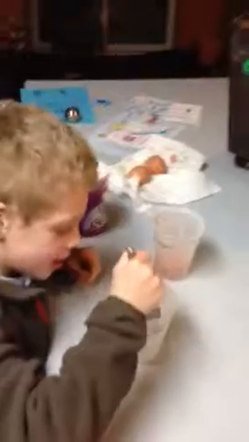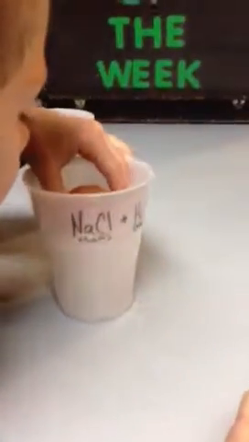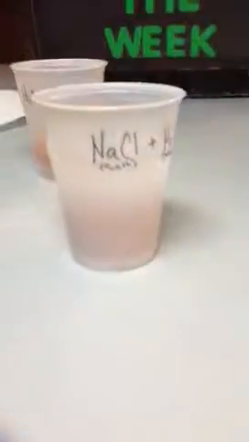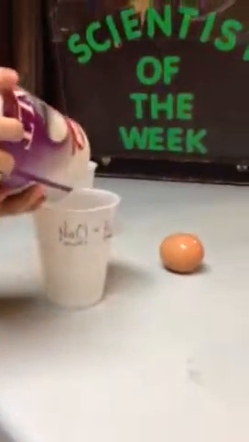Alright, let's try to put an egg in and see what happens. I'm going to drop the egg in there. I thought it was supposed to sink to the top. And that one did sink, so we're going to add a little bit more salt to it and mix it up. So we're kind of experimenting here and seeing what happens. So we didn't put enough salt in.